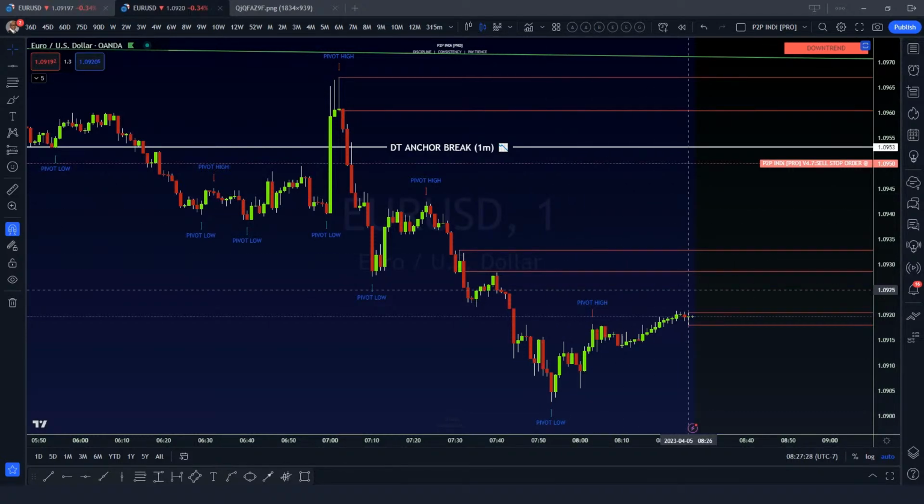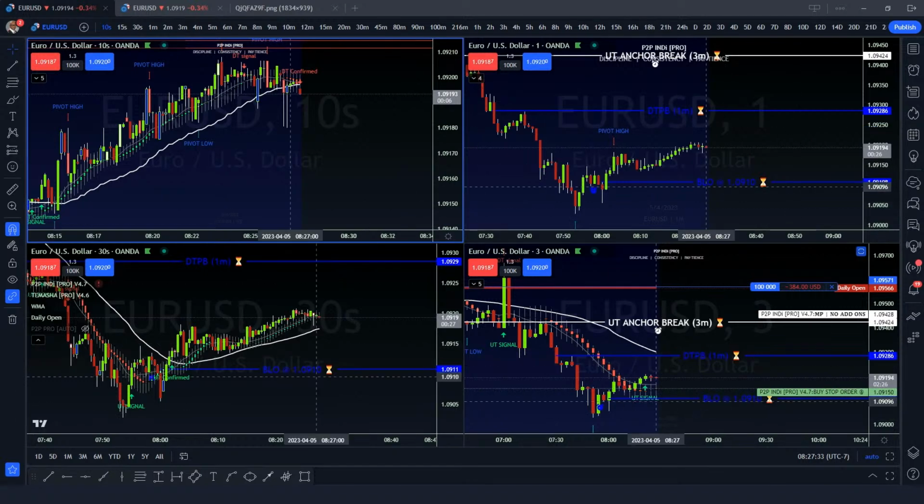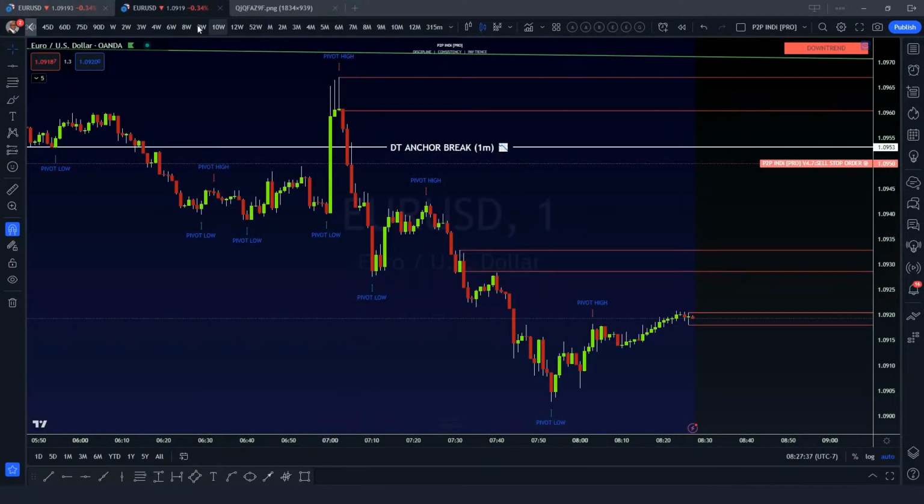Oh, now it's working. See how this is highlighting the candle? That's what I was trying to get it to do back here. But I was trying to get it on the 12 hour because I want to show you guys something.